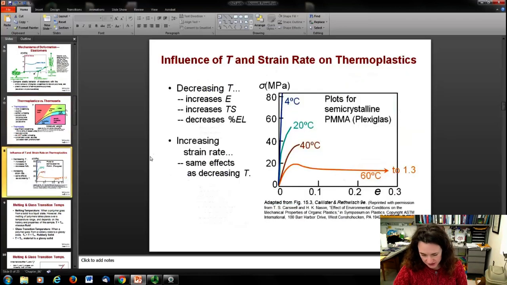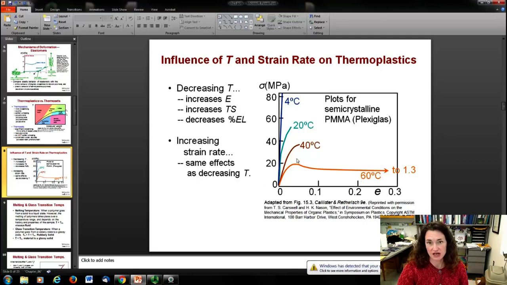Now there's a huge temperature dependence to the polymer properties. If you decrease the temperature, you're going to increase the elastic modulus, increase your tensile strength, and decrease your ductility. This is shown here in some plots for semicrystalline polymethylmethacrylate, or plexiglass, and you can see what the stress strain curves look like at 4 degrees C, 20 degrees C, 40 degrees C, and 60 degrees C. You can see that they get a lot more ductile, less brittle, but also less strong as they're heated.